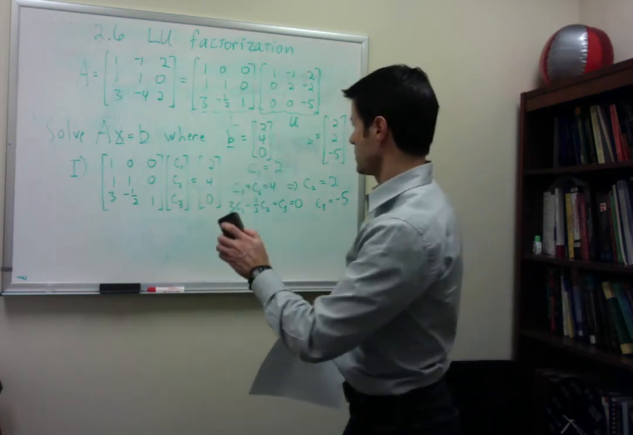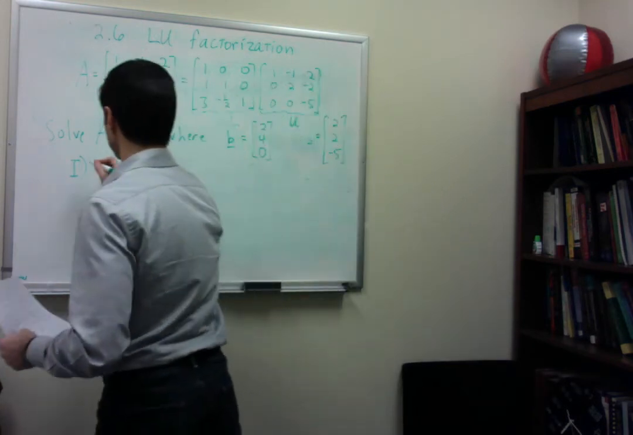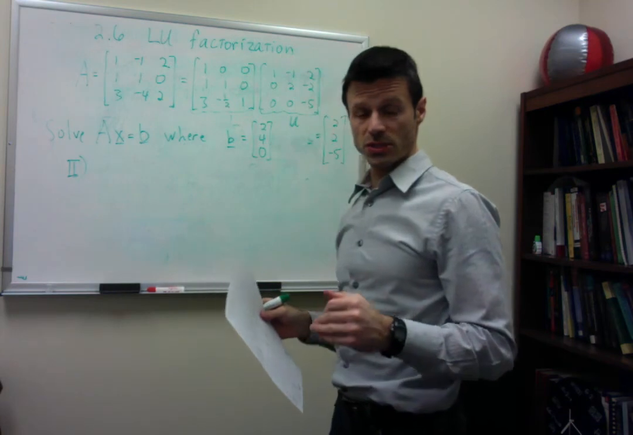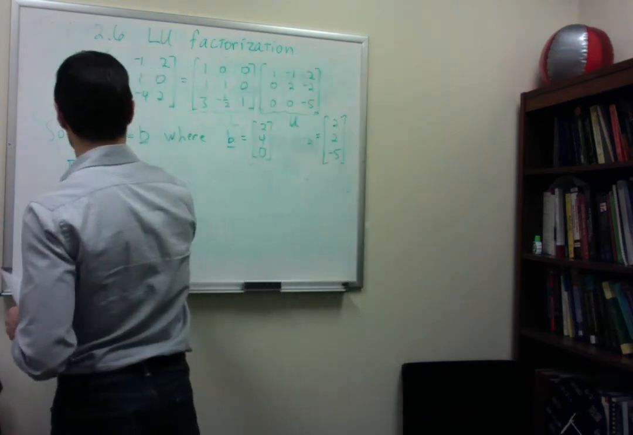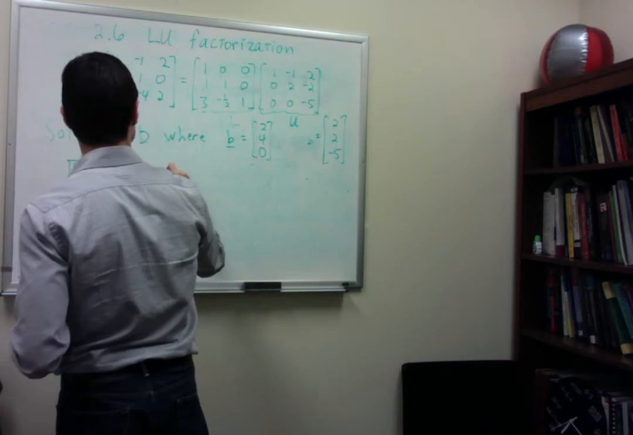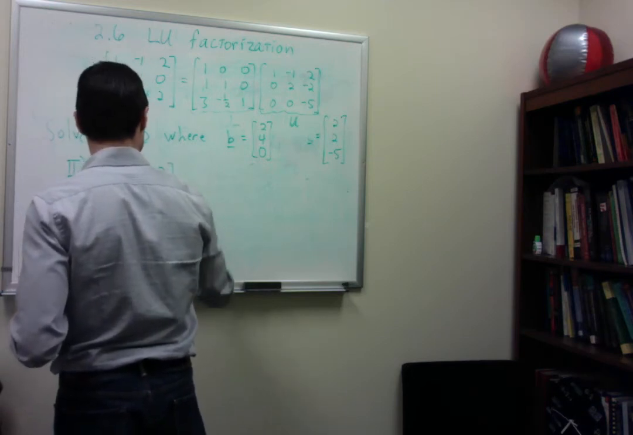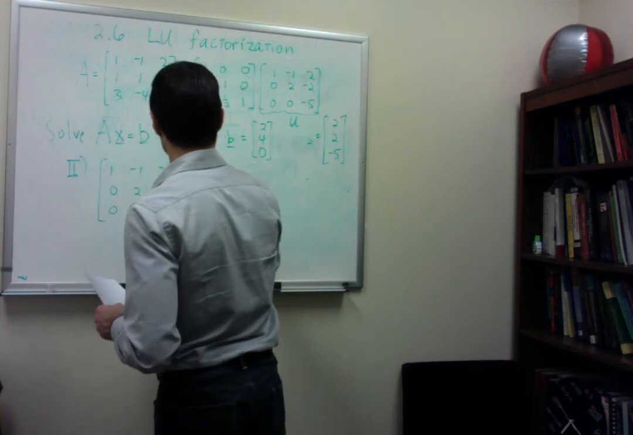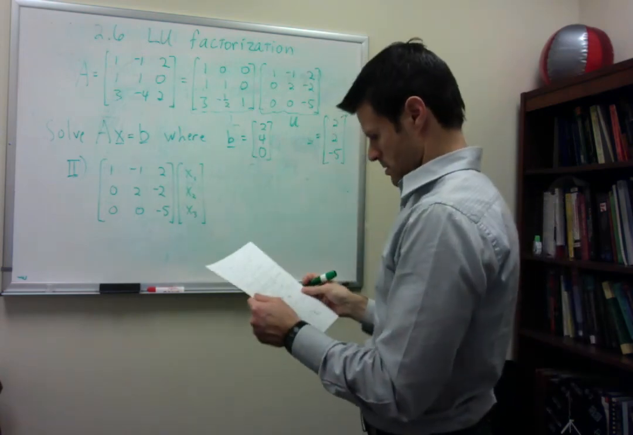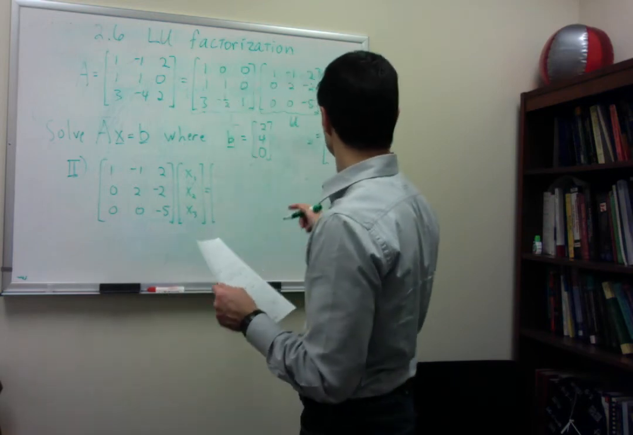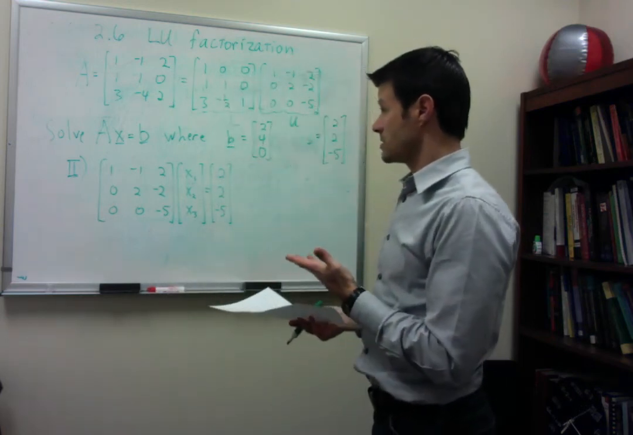And now we go on to step 2. Let me erase this part here. Step 2 was to solve Ux equals C. So U is here. U is the upper triangular matrix. And our unknown vector x, I'm using subscripts. Our book likes to use x, y, z. Either way is fine. And now I put in C: 2, 2, minus 5. And now this is a back substitution.